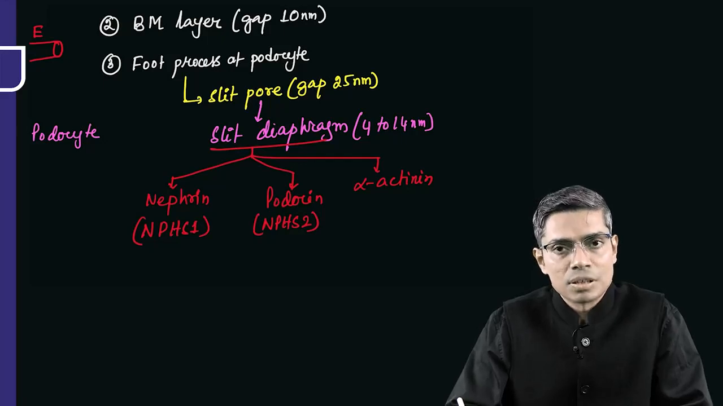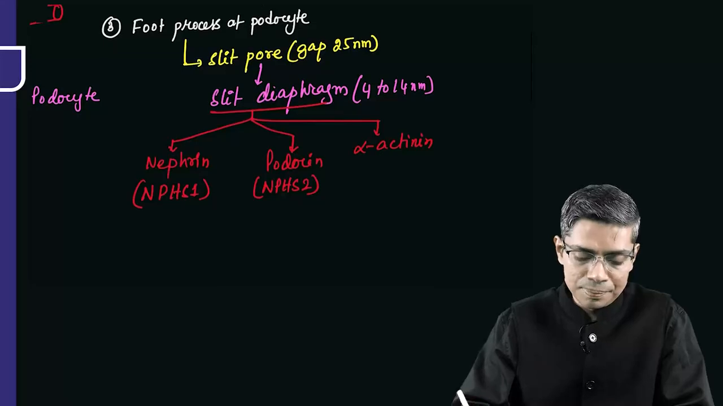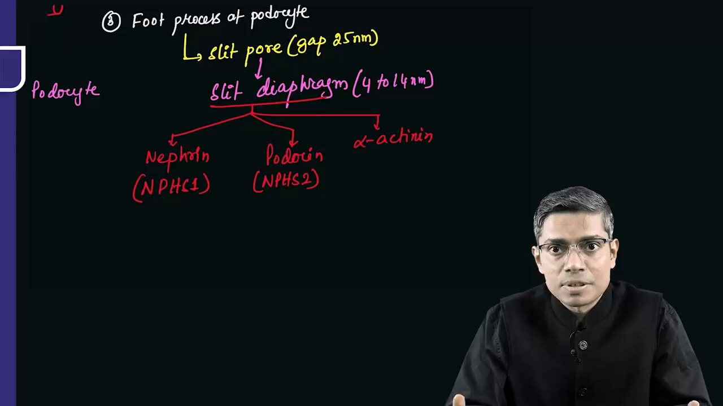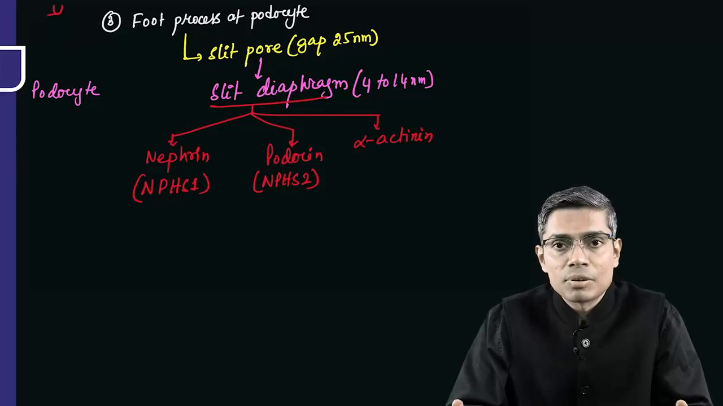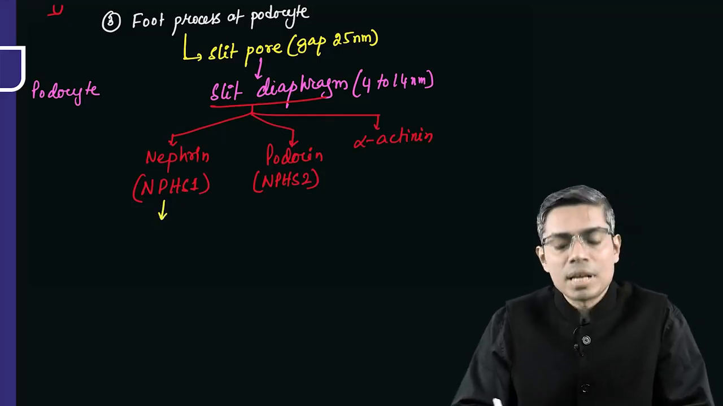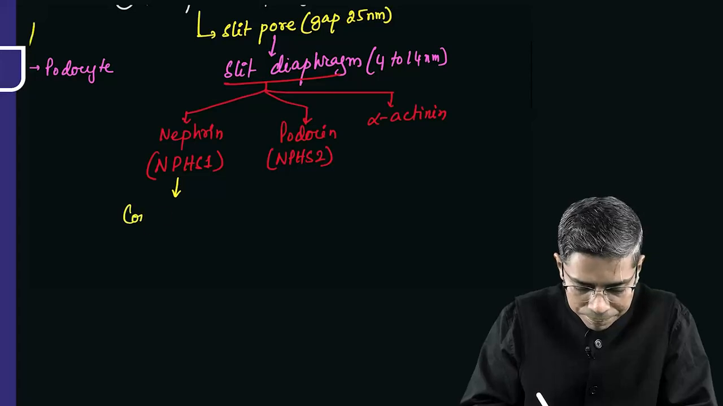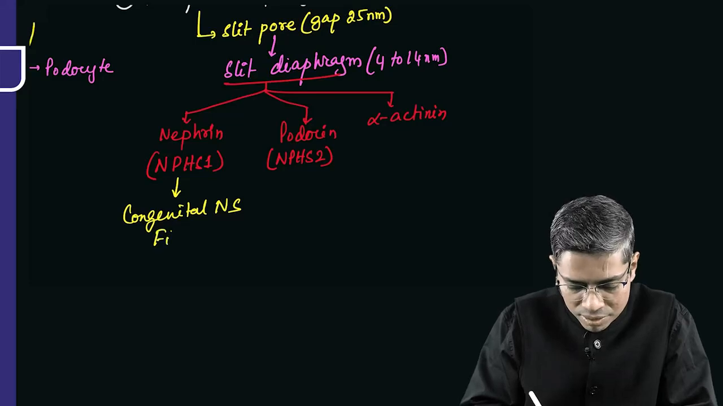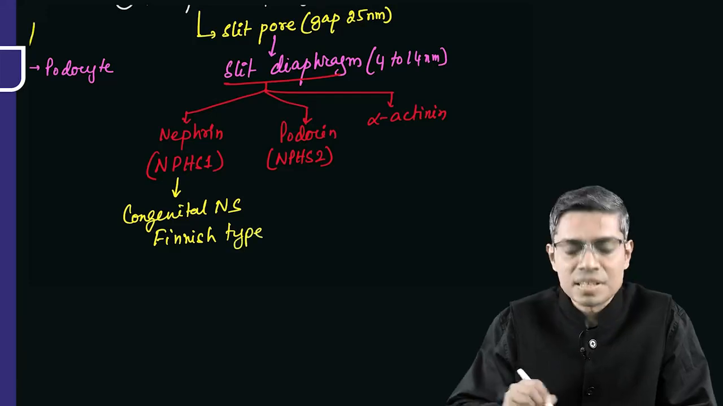If there is mutation of this NPHS1 gene, then the gap will not be normal. The gap will be a large gap, and that will produce certain diseases. This disease is known as congenital nephrotic syndrome of Finnish type, right? Congenital nephrotic syndrome of Finnish type.